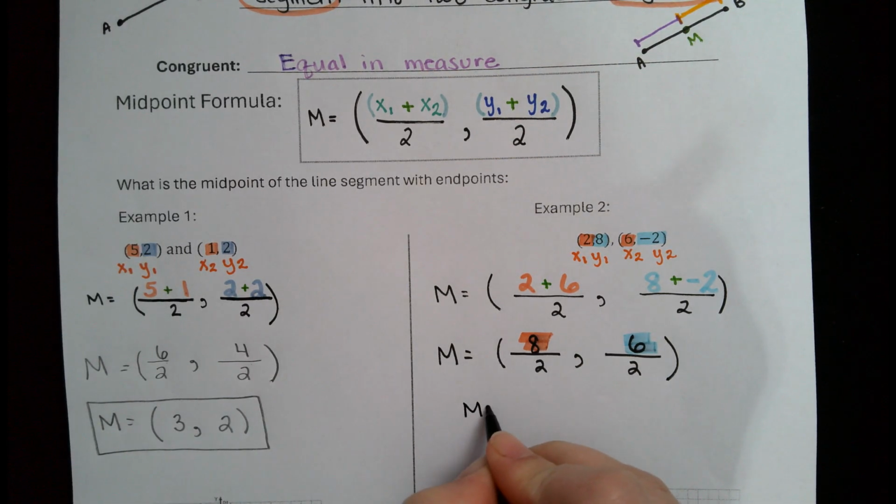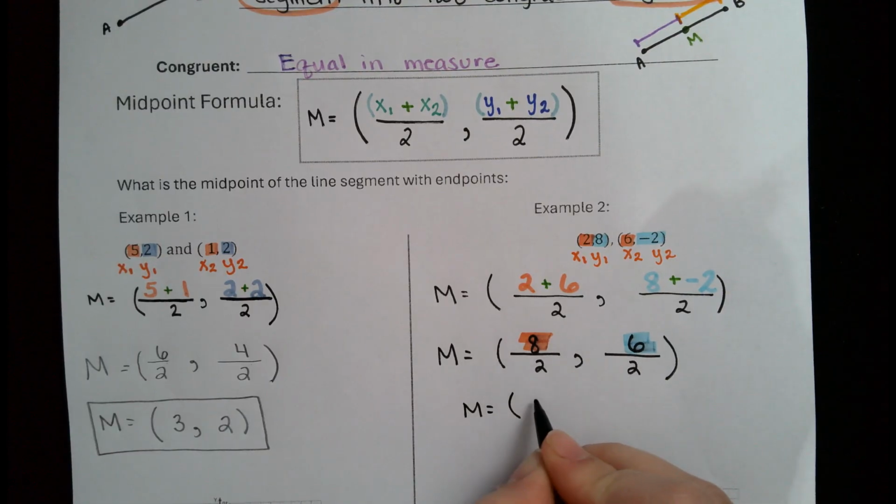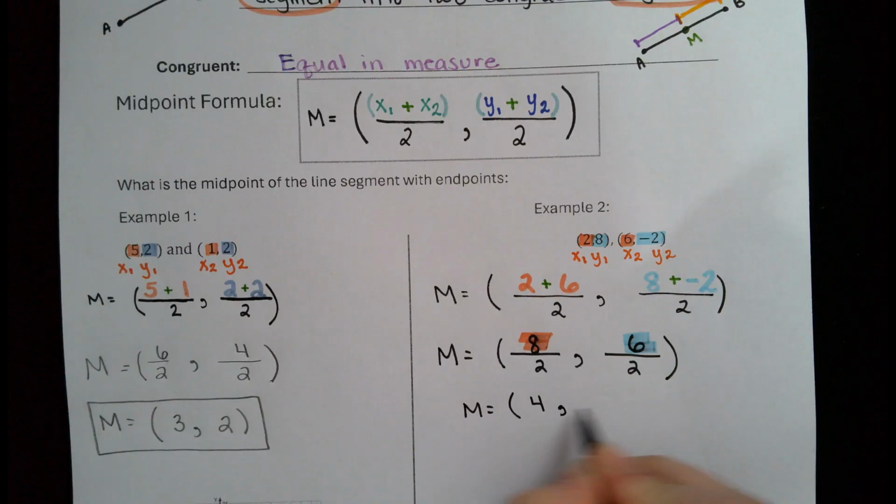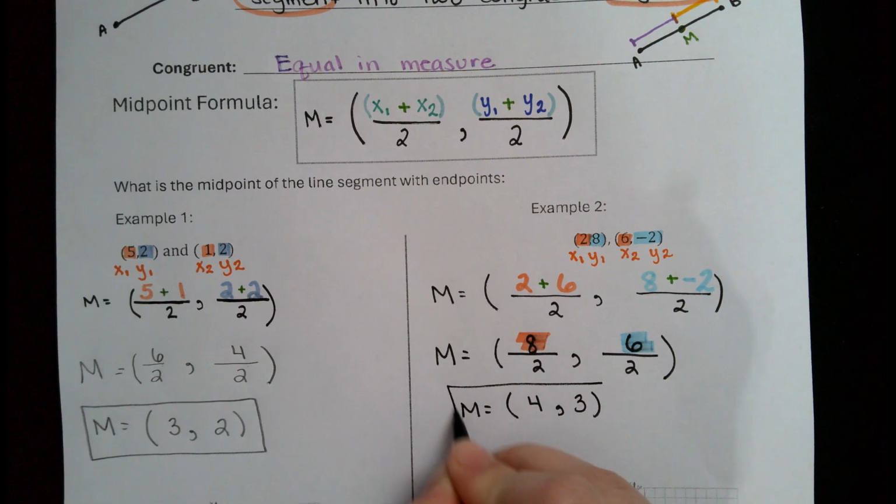Now we're going to divide. I get open. 8 divided by 2 is 4, comma. 6 divided by 2 is 3. Close it. Here's our midpoint.